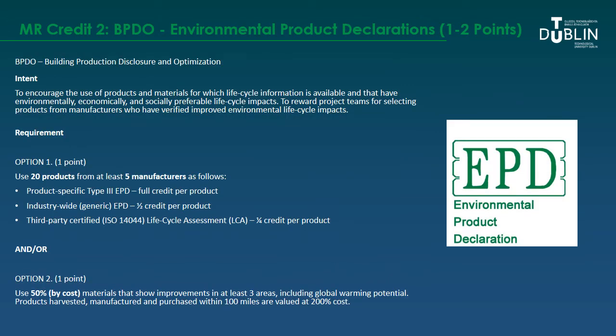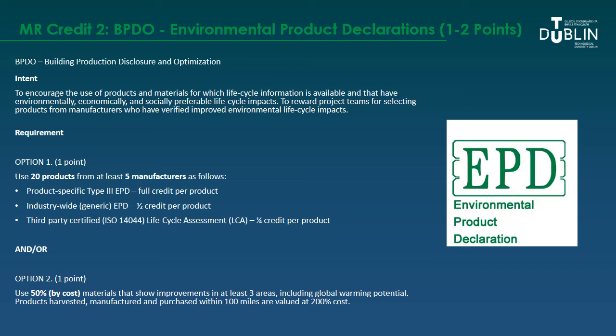So the second credit is about the specification of products, and using environmental product declarations. So obviously once you've reduced the raw materials in the prerequisites and the credits, now you obviously have to specify something. So this is trying to encourage the use of products and materials that have life cycle information available, and that they have more preferable life cycle impacts, or more positive ones, and that you are being rewarded if you select products from manufacturers who have verified EPD schemes, etc.